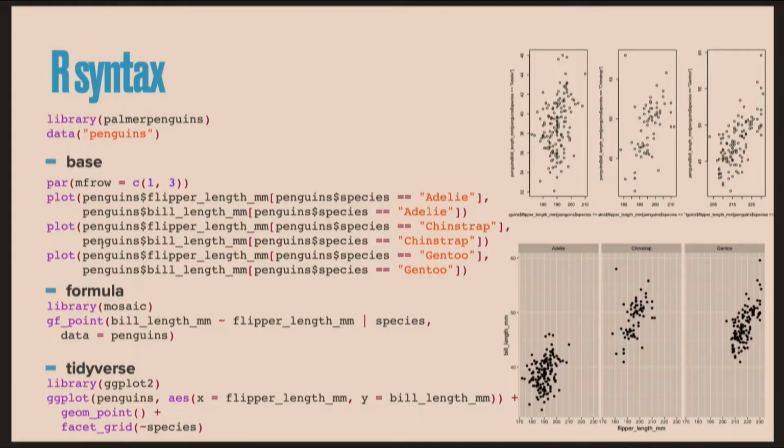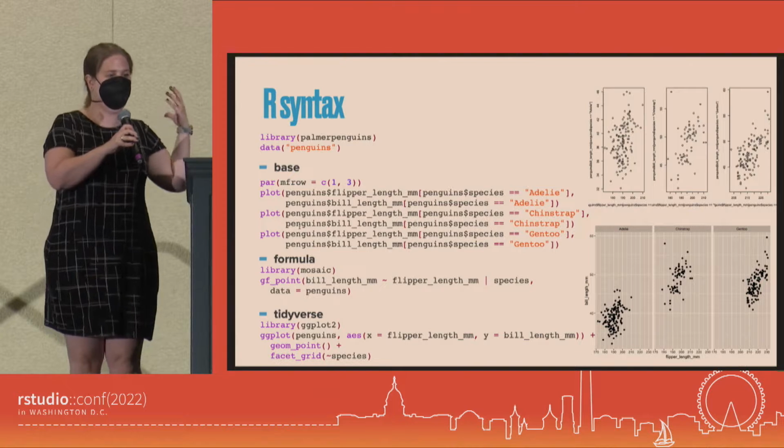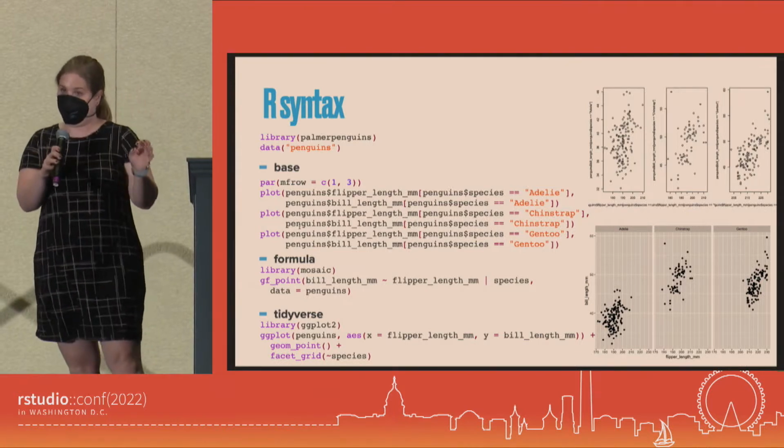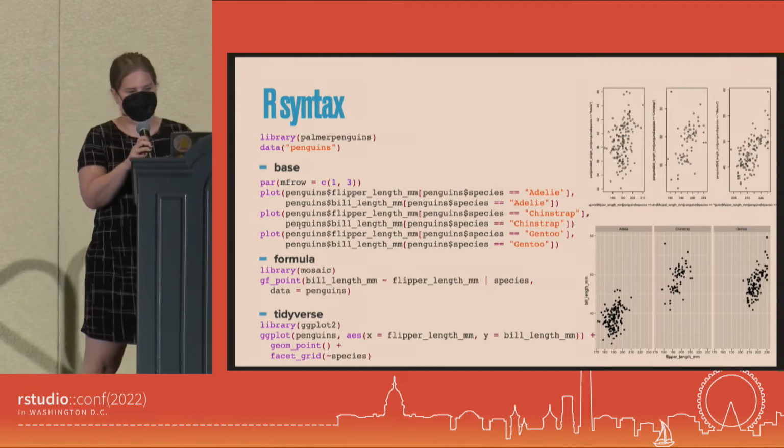So I'm really interested in R syntax and also teaching statistics. If you are someone who teaches statistics, you know that we are always trying to have students working with multivariate data. So in this example, looking at the relationship between flipper length and bill length of penguins between different species to see if that relationship is the same.